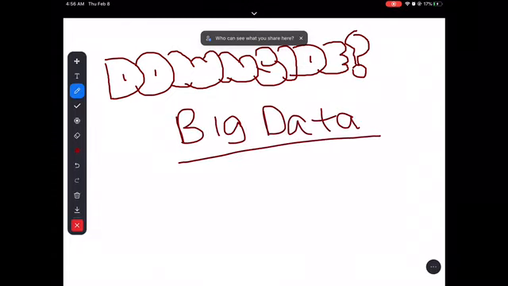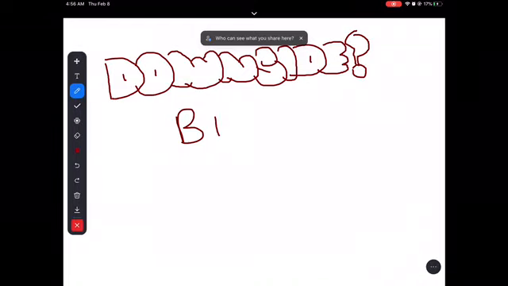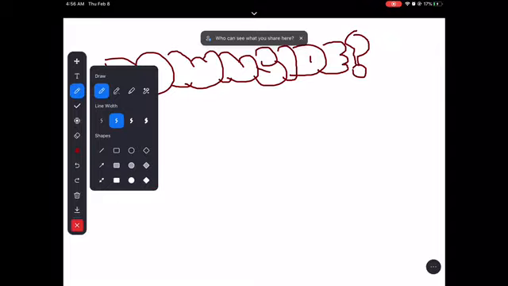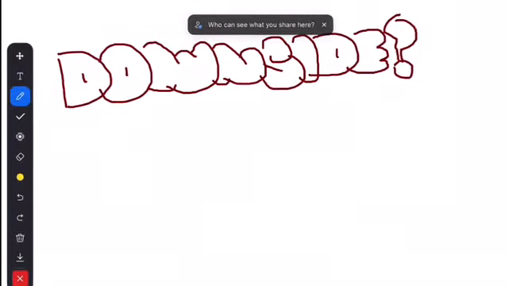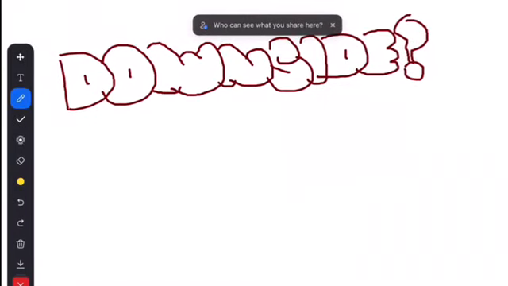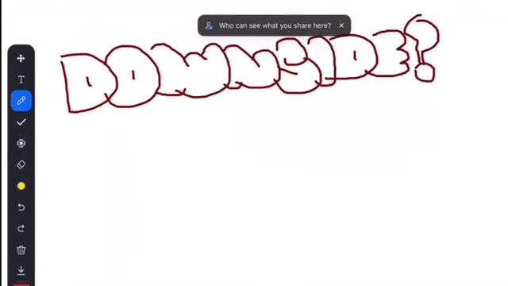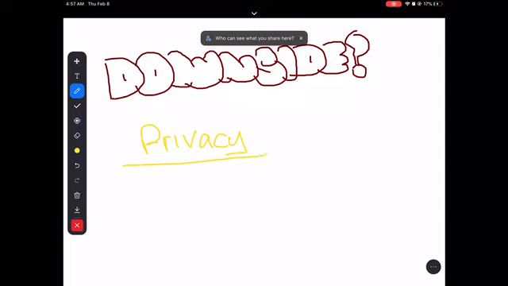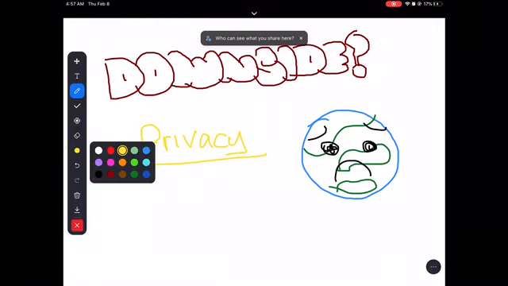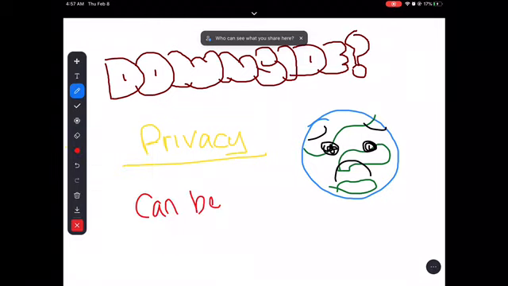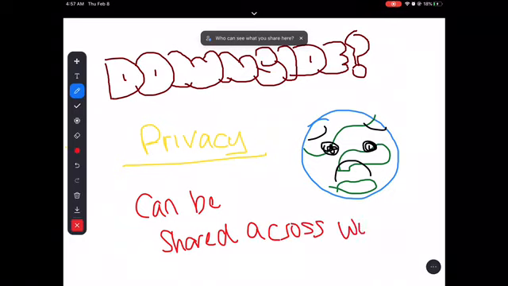So what is the downside of big data? Well, we know that big data is something from the internet, right? And what is some common concern about anything involving the internet? Well, you got it. It's privacy. Big data raises a lot of concerns about individual privacy and where the boundaries are, because some information can be shared across the world knowingly or unknowingly.